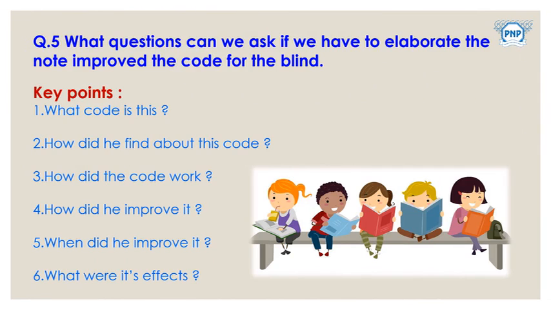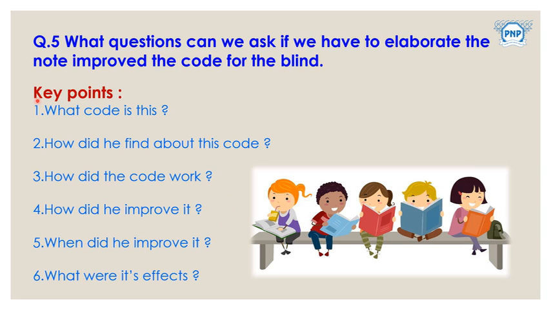What questions can we ask if we have to elaborate the note, improve the code for the blind? So what questions are you going to incorporate or ask? You can ask questions like, what code is this? How did he find out about this code? Or you may ask, how did the code work? Or you can ask, how did he improve it?